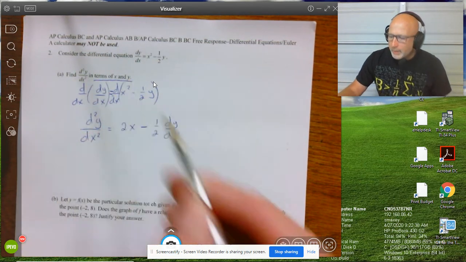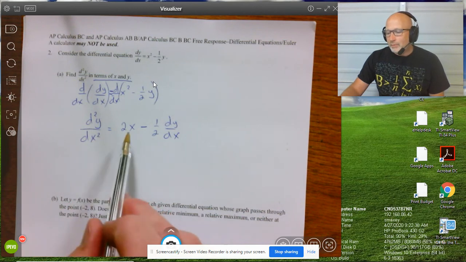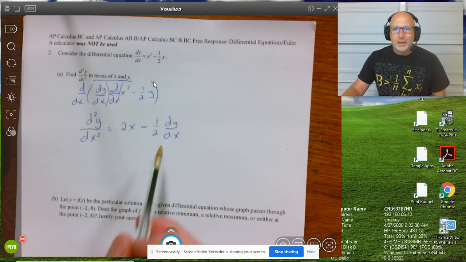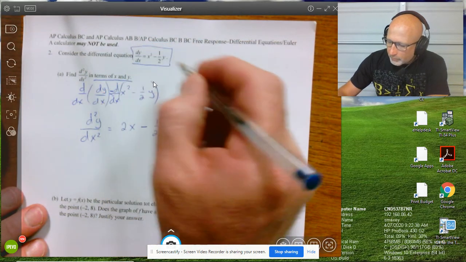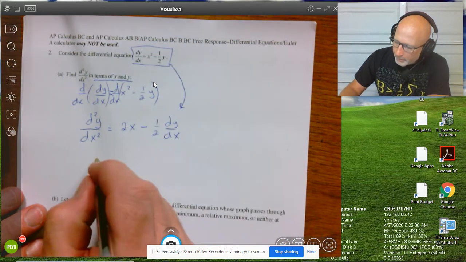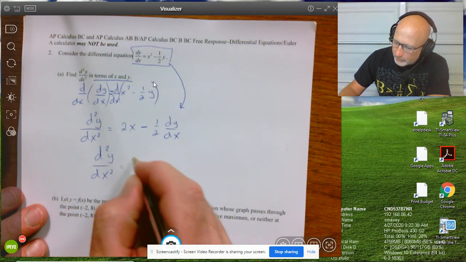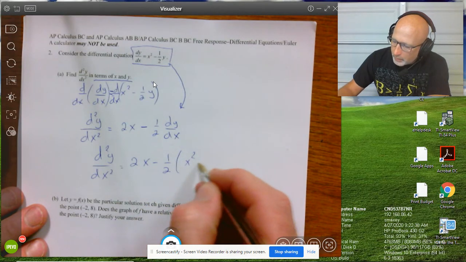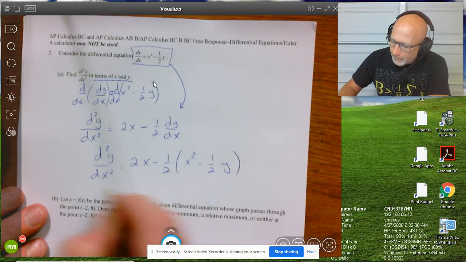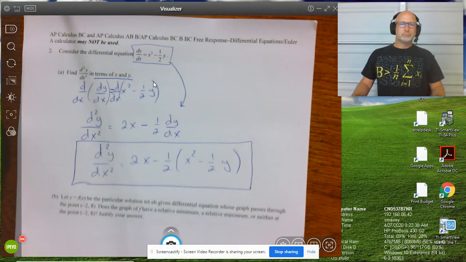Now, you have to pay close attention here because the directions state to find the second derivative of y with respect to x in terms of x and y. Right now, I have the second derivative of y with respect to x, but it's in terms of x and dy/dx. So I need to substitute in what else I know, and right here is what I'm going to substitute in. So the second derivative of y with respect to x is equal to 2x minus 1/2 times (x squared minus 1/2 y). And that is the answer that you're looking for.